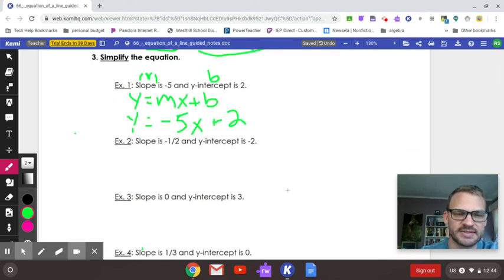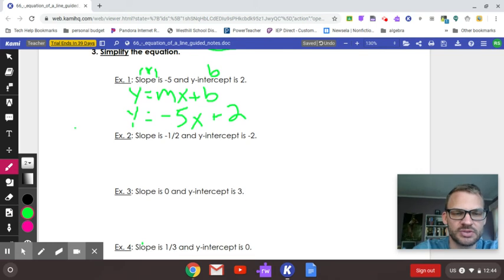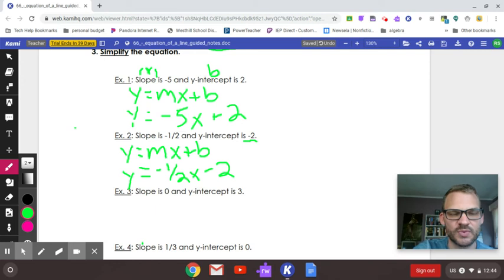Now let's look at example 2. So we're going to start with y equals mx plus b. So y equals, our slope is a negative 1/2, so we're just going to put negative 1/2. I'm going to put x. And our y-intercept is a negative 2, so we write negative 2. So our equation of the line is y equals negative 1/2 x minus 2.